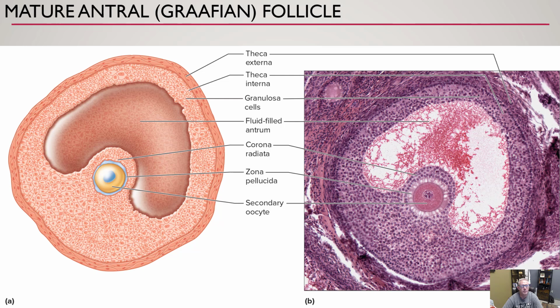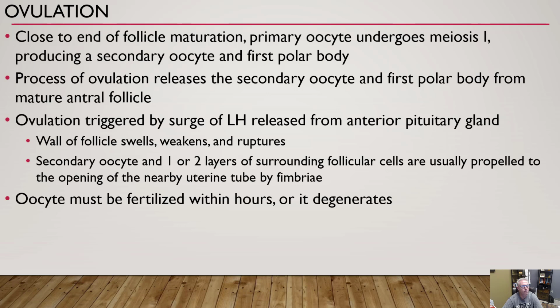All right. Here you can see the mature antral follicle. Ovulation. Once the follicle matures, that primary oocyte undergoes meiosis 1, producing that secondary oocyte and that polar body. Ovulation then releases that secondary oocyte and that first polar body.